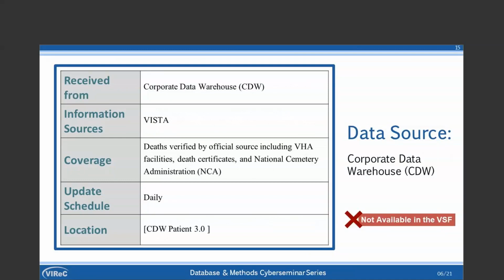And finally, the newest and probably now the go-to source for death information is the Corporate Data Warehouse. You'll see this information referred to by various names. Basically, it comes from the MPI, which is now called the Master Person Index, which receives death dates from numerous sources, including the National Cemetery Administration. It also feeds into the CDW patient table, which records the date of death. And as we shall see, this file has become the go-to source for death information in the VA currently.